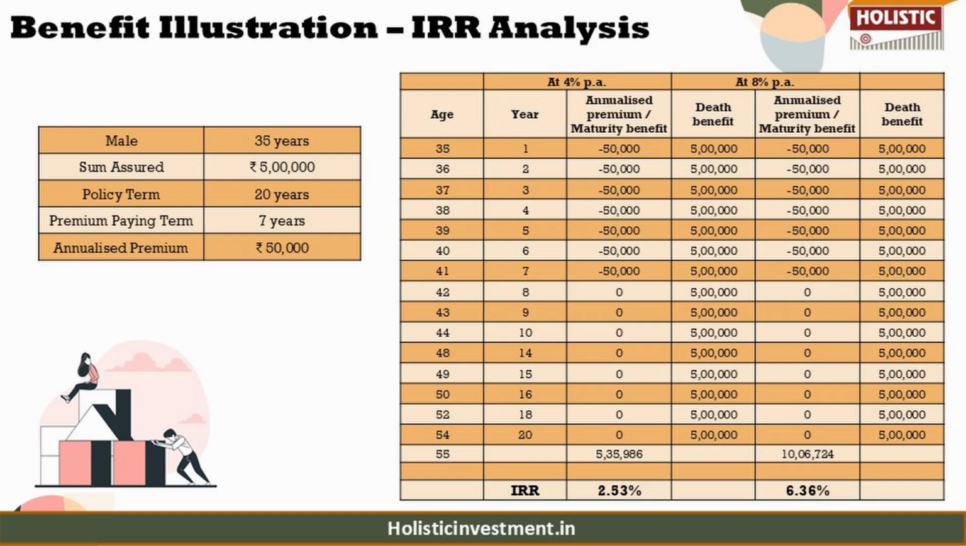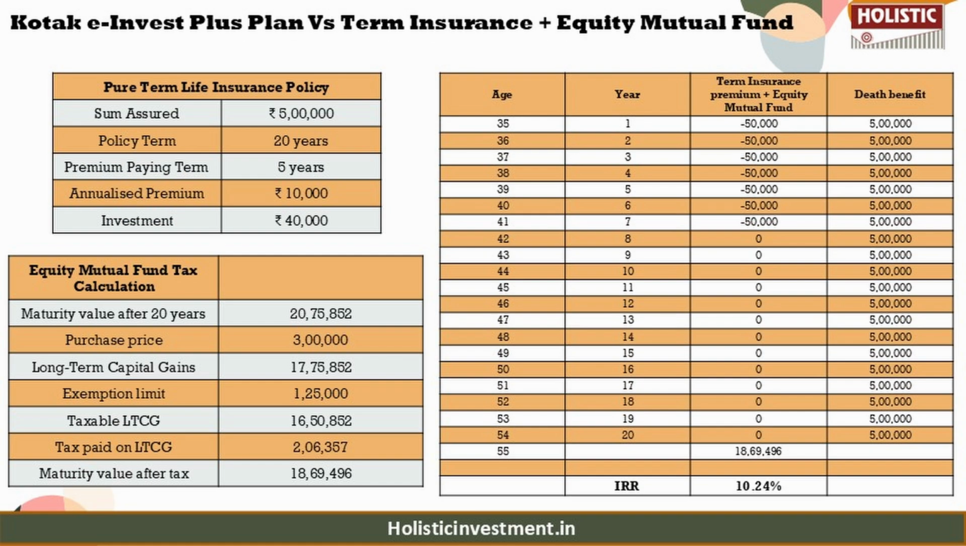So as this policy is not giving us a desirable outcome that we need, let us now move on to a comparative analysis where we are going to explore an alternative strategy in which we will invest insurance and investments separately just to see whether it will be efficient. So here for a life cover purpose, we have opted for a pure term policy with a sum assured of 5 lakhs which cost us just 10,000 rupees annual premium for a 20-year term with a 5-year premium payment term.